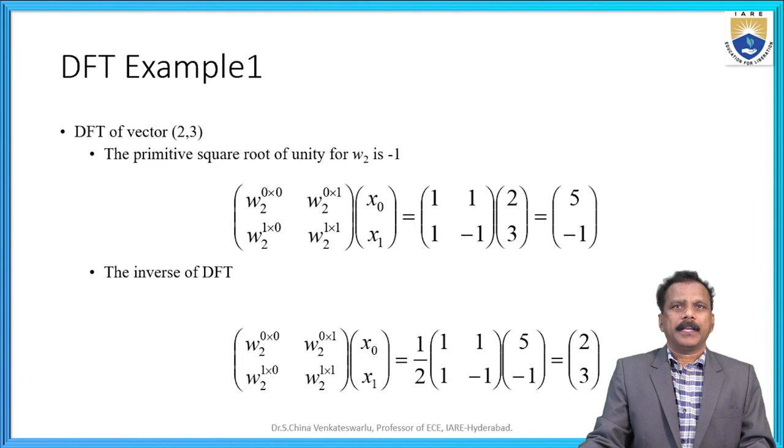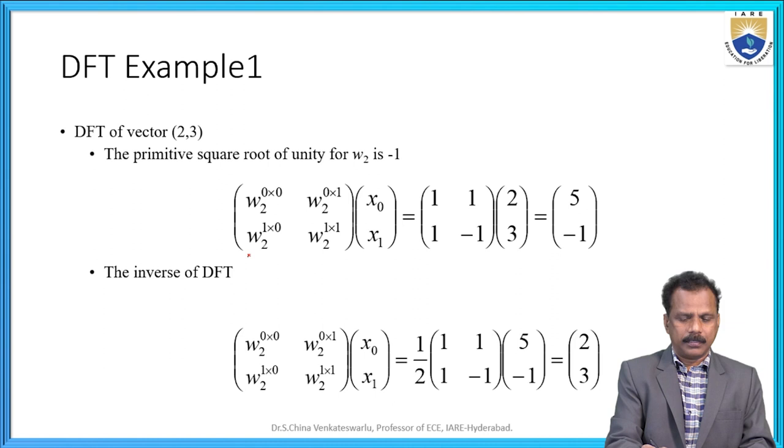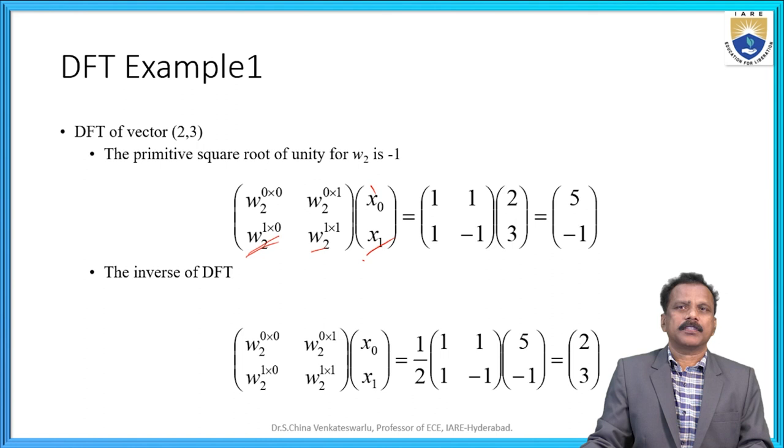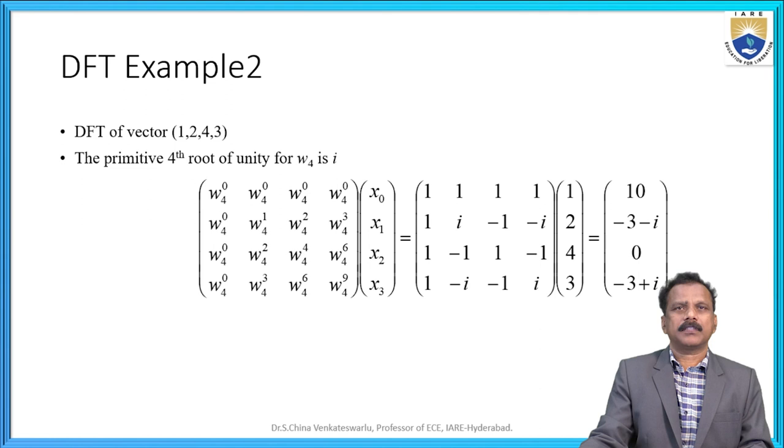Next, here is the DFT of the vector 2, 3. The primitive square root of unity, W_2, is minus 1. You can represent this with the weighting functions multiplied with x(0) and x(1). Finally, this value is the primitive square root of unity, where W is minus 1. Next, the inverse of this follows. If the number of vector elements increases, for the DFT of the vector 1, 2, 3, 4, the primitive fourth root of unity, W_4, is i.